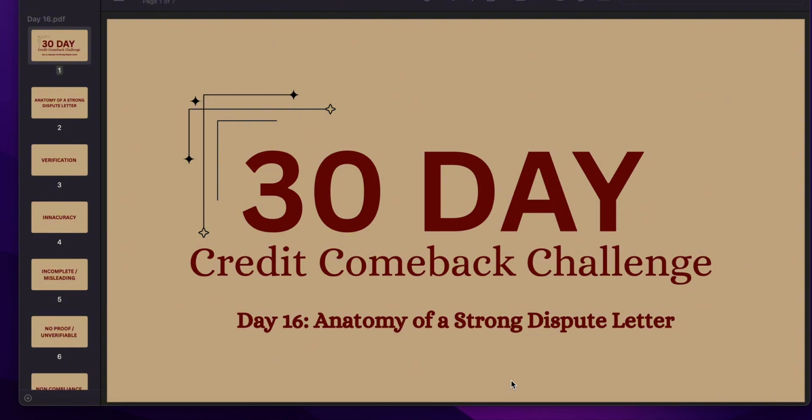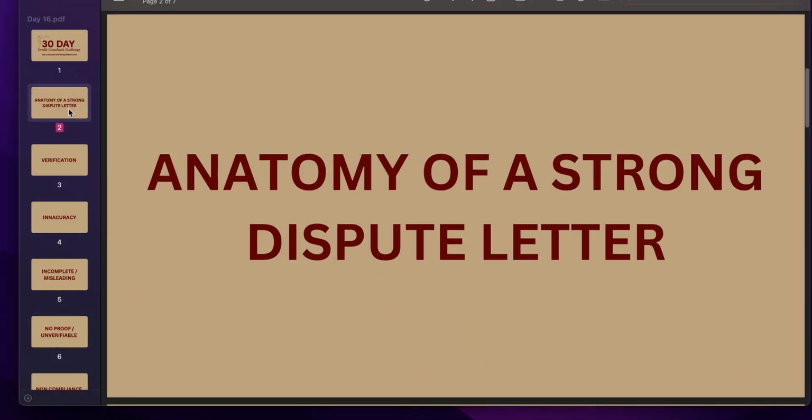Also, we went over avoiding giving away unnecessary personal details, right? Okay, so the two main things that we need to really focus on are identifying the problem and holding the other party to a legal standard. All right, that was the anatomy of a strong dispute letter. Now we're going to get into the core arguments that make a letter strong.